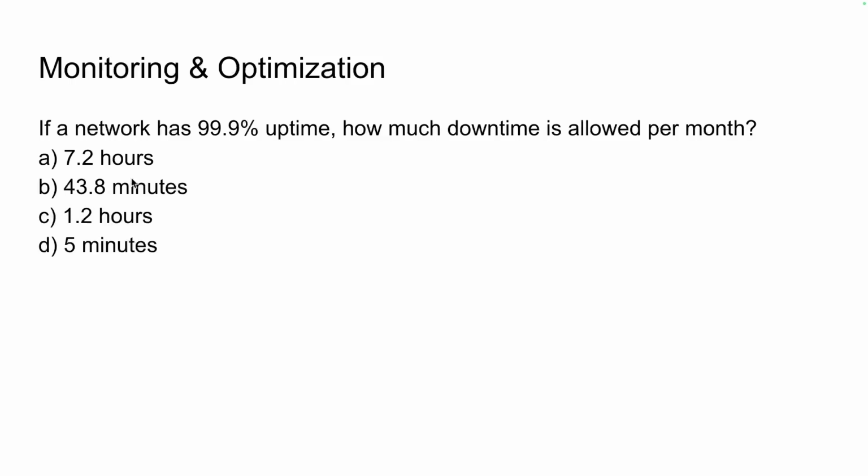But basically, this is the closest number. So 43.8 minutes would be the amount of time in a 30-day month that you can have as downtime.